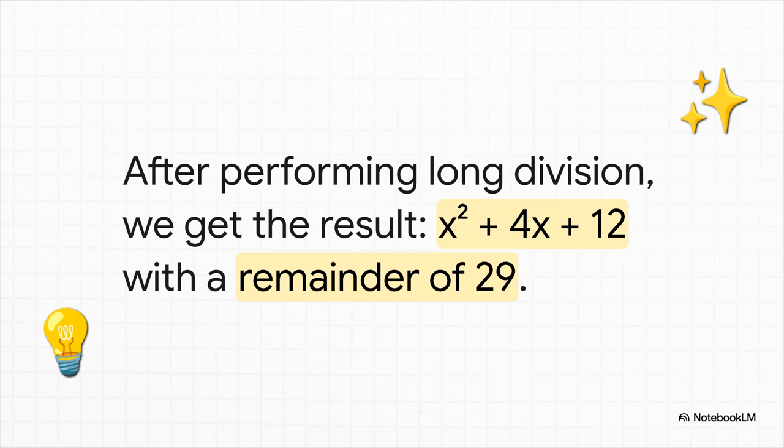We set up our long division, and yup, don't forget that placeholder for the missing x term, and we just run through our cycles. When all the dust settles, we end up with x squared plus 4x plus 12 as our polynomial, and a nice clean remainder of 29.